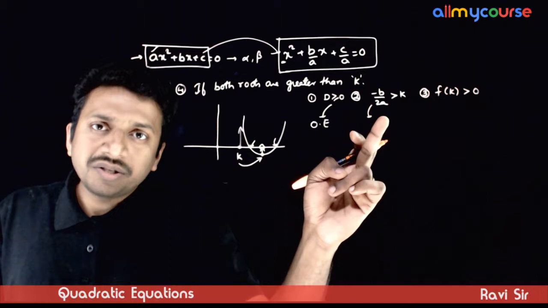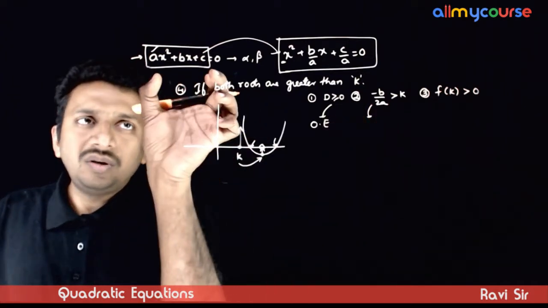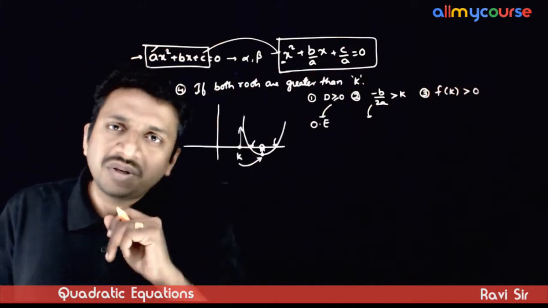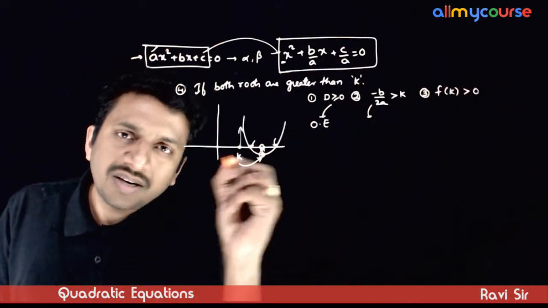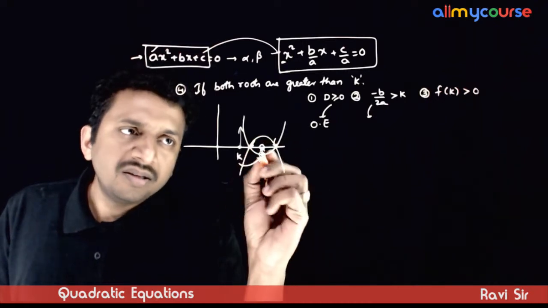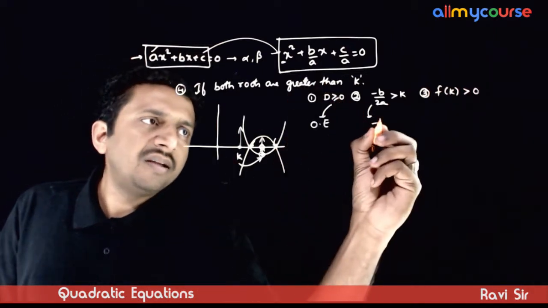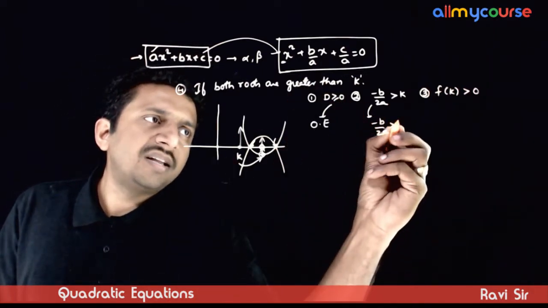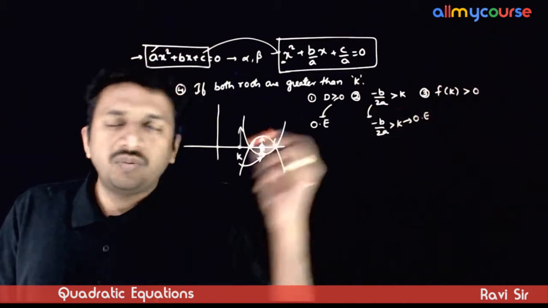This condition also does not really matter whether you do it for this equation or the original equation, because minus b by 2a is the x coordinate of the vertex. Even if it is an upward parabola or a downward parabola, this condition has to happen. So minus b by 2a is greater than k can also be applied to the original equation.